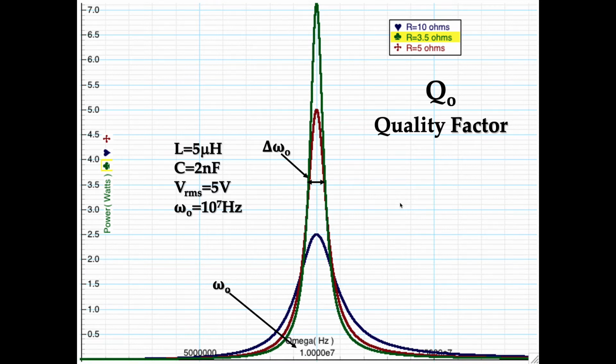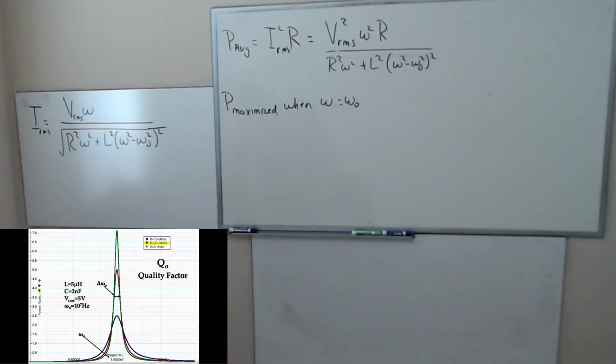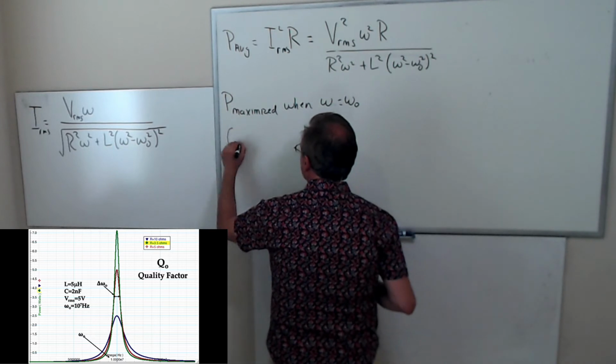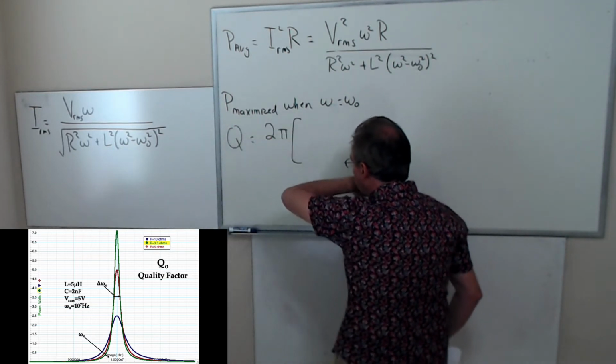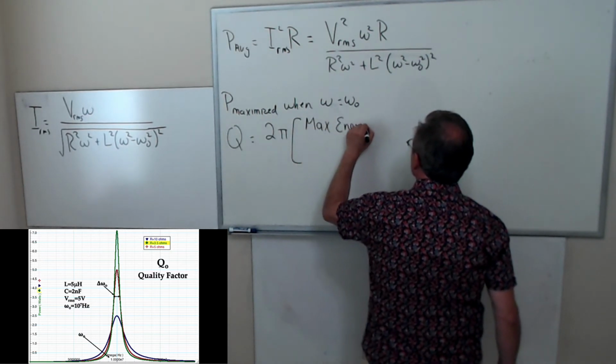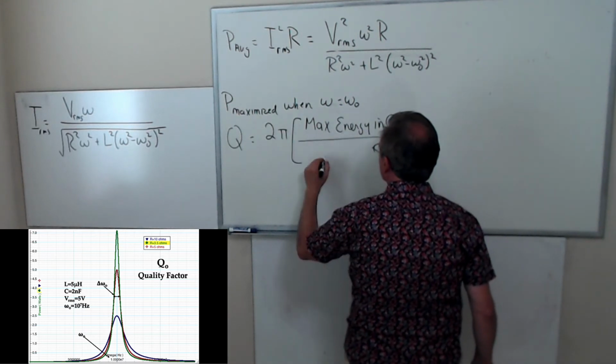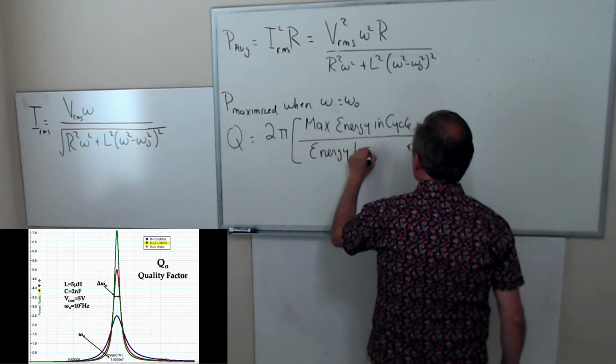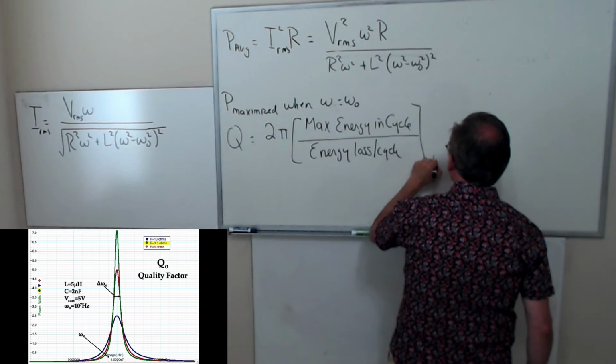Now, we can define Q as the quality factor. The quality factor is defined as the maximum energy per cycle divided by the energy loss per cycle. And so what I'm going to do is derive the expression for the quality factor. So Q is, actually I forgot the 2 pi, is 2 pi times the maximum energy in a cycle over the energy loss per cycle, and it's evaluated at omega naught.